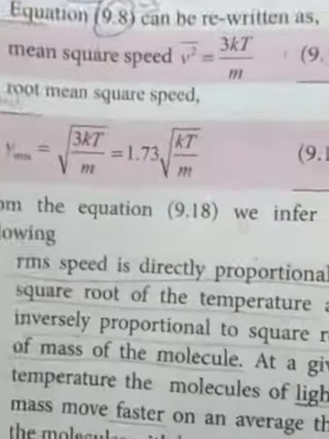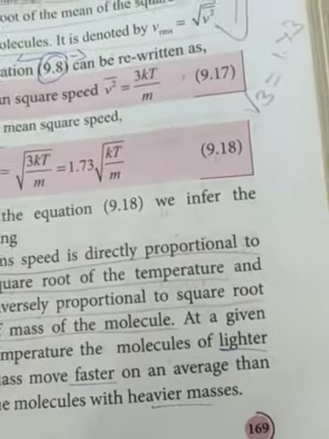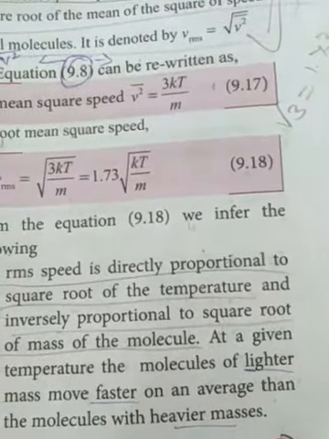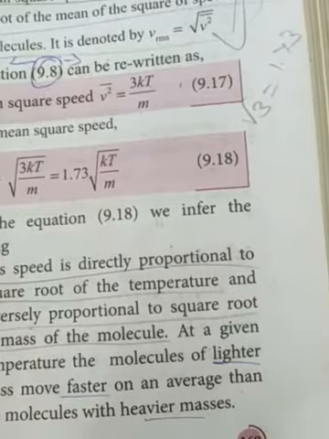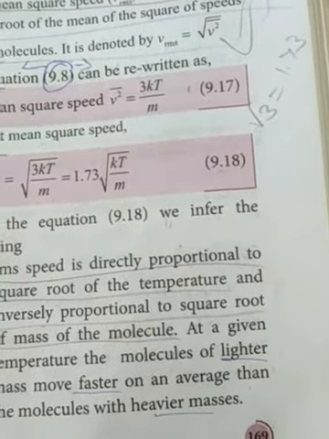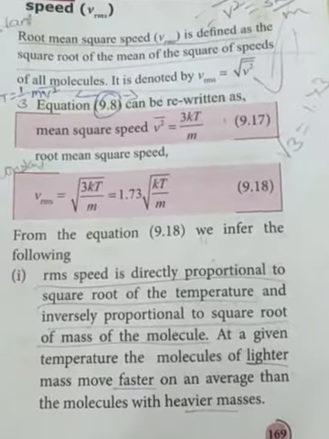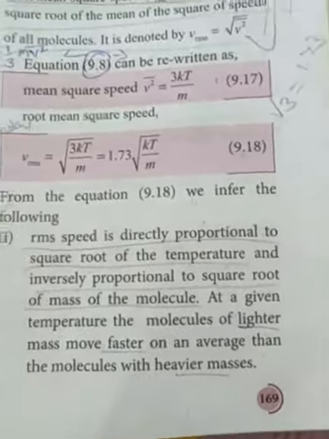Next, directly from the equation we are taking two points. First point is the RMS speed, the root mean square speed. It is directly proportional to the square root of the temperature, and inversely proportional to the square root of the mass of the molecules.